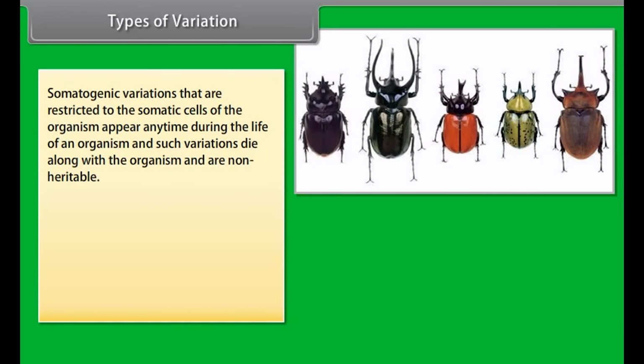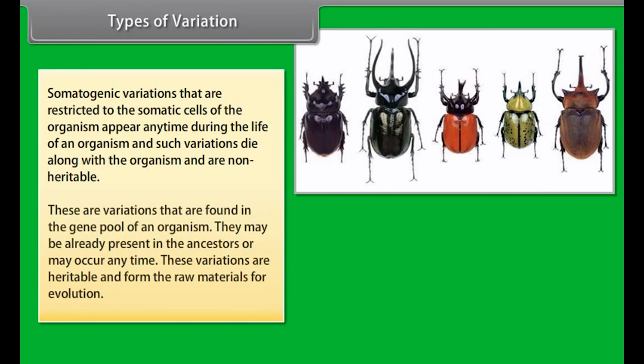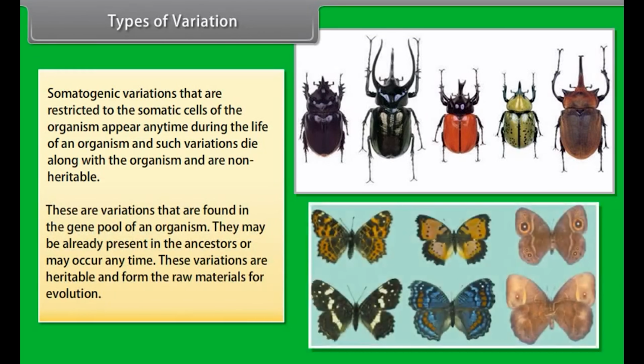Somatogenic variations are restricted to the somatic cells of the organism. They appear any time during the life of an organism, and such variations die along with the organism and are non-heritable. Germinal variations are found in the gene pool of an organism. They may be already present in the ancestors or may occur any time. These variations are heritable and form the raw materials for evolution.